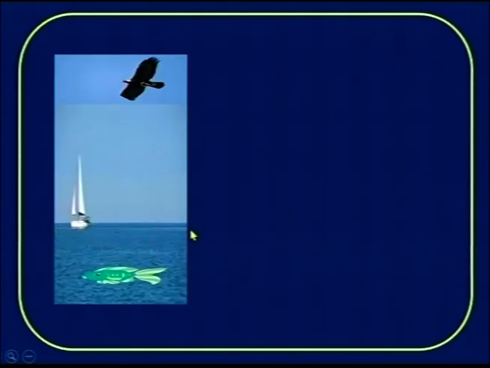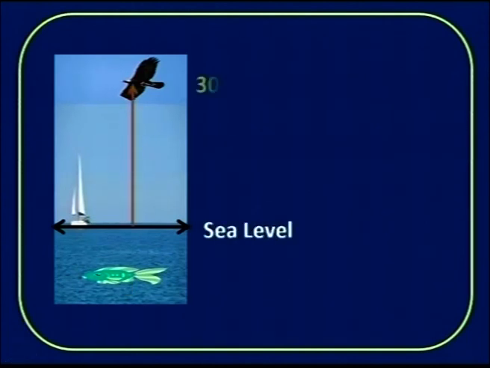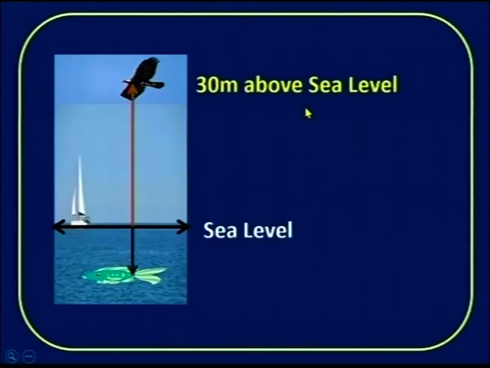What are you observing on the screen? This is the sea surface. On this you can observe a ship, and above an eagle is flying, and in the water you can observe the fish. This sea level and this eagle is above the sea level. How many meters above the sea level? 30 meters above sea level. And the fish is 5 meters below the sea level. Eagle is 30 meters above the sea level. Fish is 5 meters below the sea level.